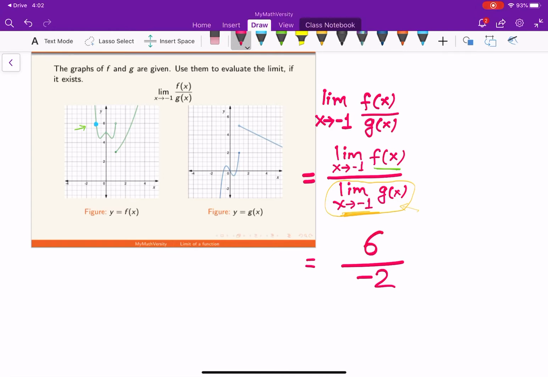So 6 divided by -2, that's what we get. Those are the limits of the individual functions. We just take the quotient of that, which is now equal to -3. So this is the limit of the quotient of the functions f and g.